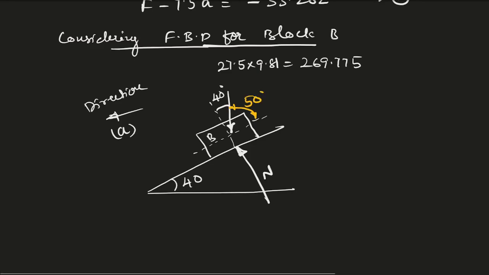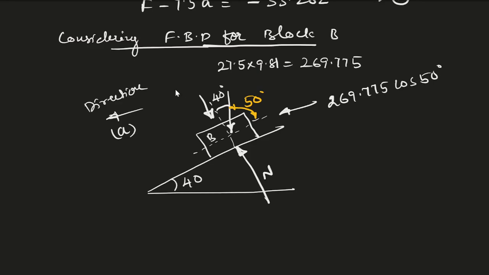I'm going to resolve the weight into two components. One is the cos component, the horizontal one, 269.775 cos 50, and one is the vertical component, 269.775 sin 50. So we have converted it into two components. Since the direction is downward, we have the frictional force in the opposite direction. F of f will be equal to mu B times normal.